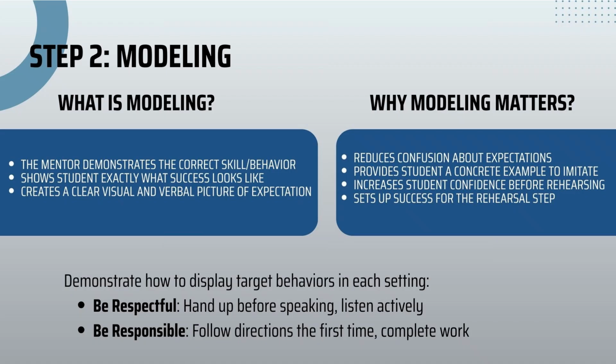Okay, so now we're going to move on to step 2, modeling. So what is modeling? That's when the mentor, you, demonstrate the correct way to perform the skill or behavior. You show the student exactly what success is supposed to look like. So it creates a clear visual and verbal picture of the expectation. So why does it matter? So why does modeling matter? What it does, it reduces any kind of confusion or misconceptions about the expectation.